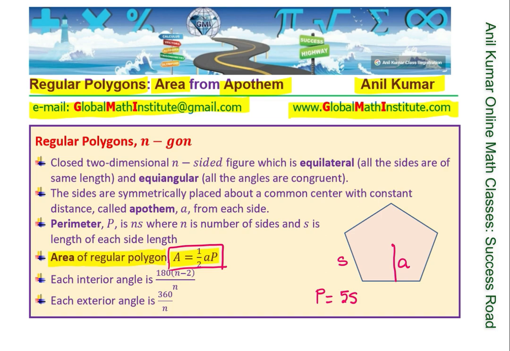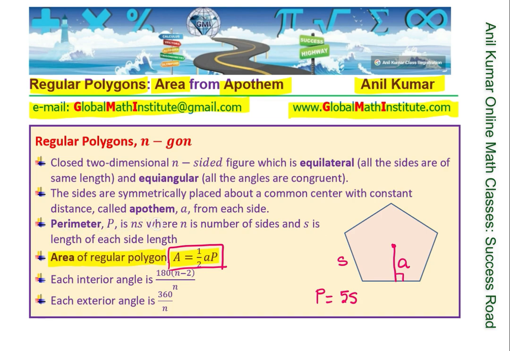Perfect. So before we get into the solution, let's understand a few related terms. We're talking about a regular polygon, an n-gon, when we have n sides, all equilateral and equiangular, meaning all sides are of the same length and all angles are congruent. The sides are symmetrically placed about a common center with a constant distance, called the apothem a, from each side. So the apothem is actually the shortest distance of each side from the center.